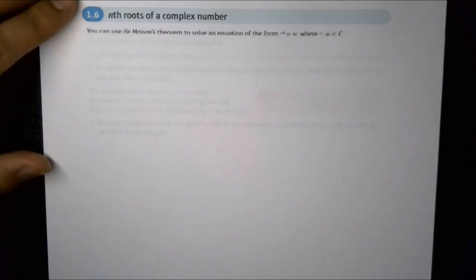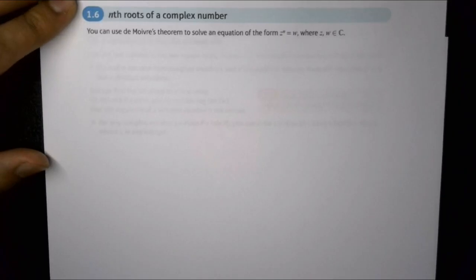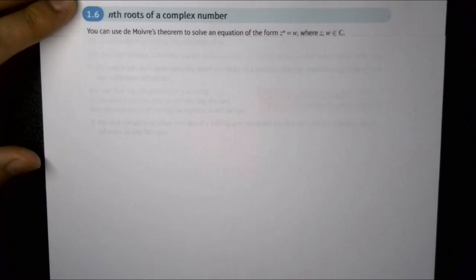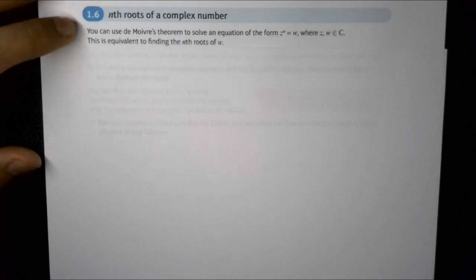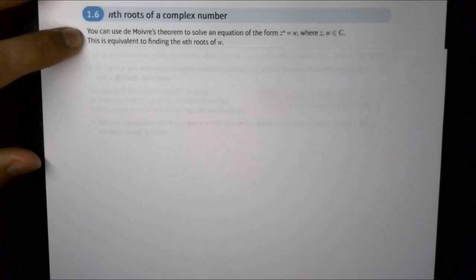2.6 nth roots of a complex number. Now you can use De Moivre's theorem to solve an equation of the form z to the power of n equals w, where both z and w belong to the set of complex numbers. And this is equivalent to finding the nth roots of w, and that makes sense, doesn't it? To get z by itself, we have to take the nth root of both sides, so we're finding the nth root of w.